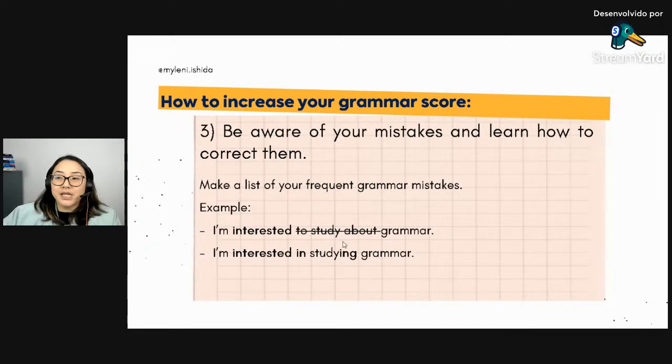I'm interested to study about grammar. We don't use this structure here. When I use interested, I put in and a verb with ing. Again, preposition. After the preposition, I have a verb with ing. I'm interested in studying grammar. What are you interested in? We have already used I'm responsible for, I enjoy. Now we're going to put in the chat I'm interested in, okay? So my example, I'm interested in criminal investigation series.